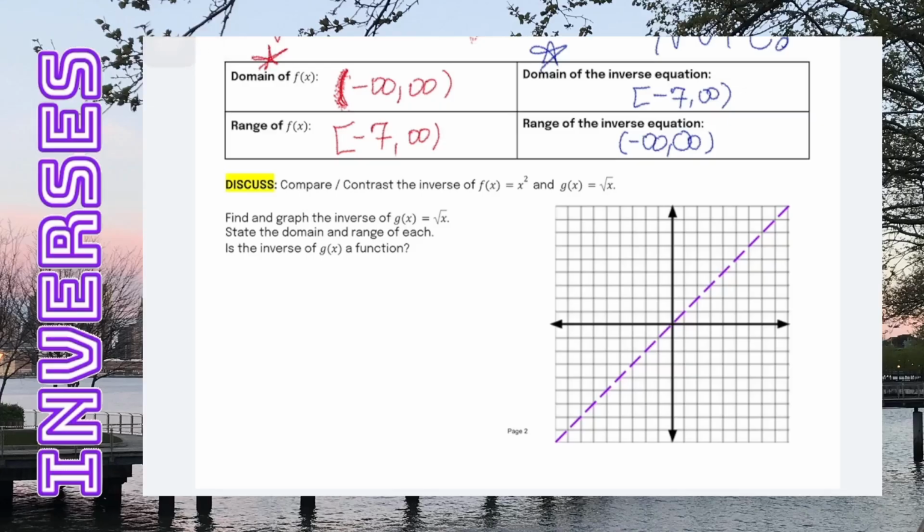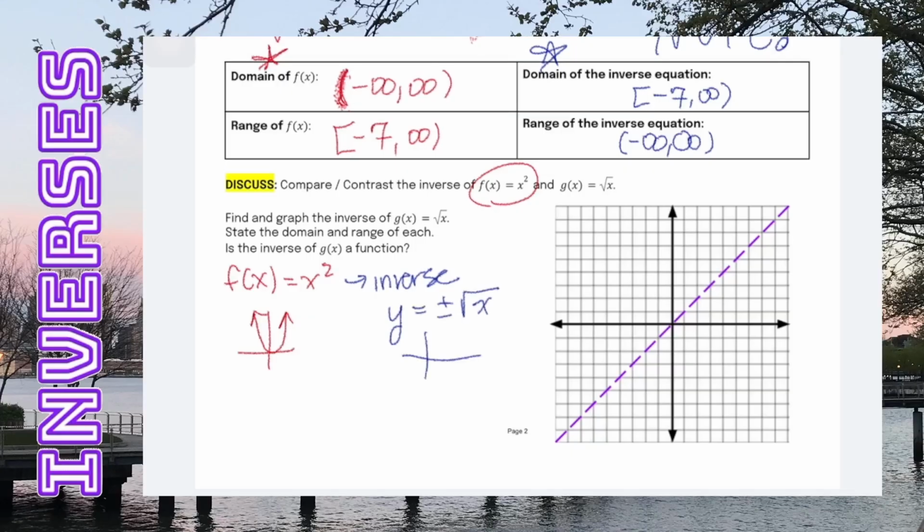Now, just a quick discussion because this is important. Compare and contrast the inverse of f of x with g of x equals square root of x. All right, so here, f of x equals x squared was this guy. When I found the inverse, we got y equals plus minus the square root of x. Graphically, it is essentially something like this. It is not a function.